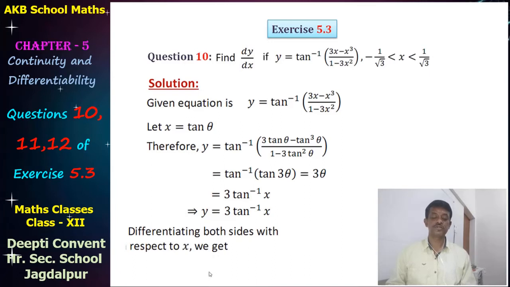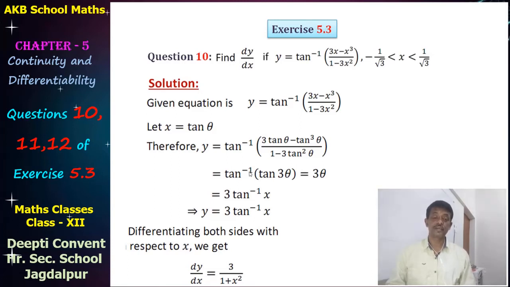Differentiating both sides with respect to x, we get dy by dx on the left side, and on the right side 3. The derivative of tan inverse x is 1 upon 1 plus x square, we know from the formula. That's why we are getting 3 by 1 plus x square. This is the derivative of y, that is the value of dy by dx. Trigonometric formulas are very important, so remember them, revise our formulas, trigonometric and also inverse trigonometric.